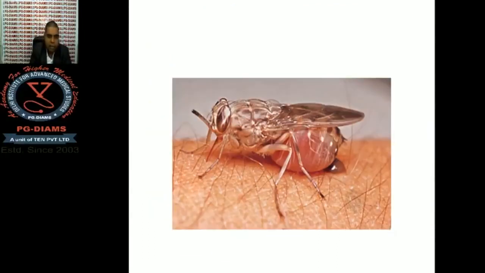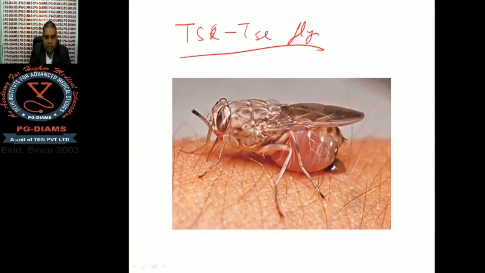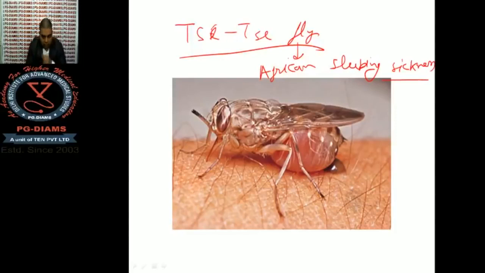Now what is this? This is the diagram of a tsetse fly. The tsetse fly transmits African sleeping sickness. Okay. This tsetse fly appears more like a house fly, but the only thing is it has a lower part which is bulkier.